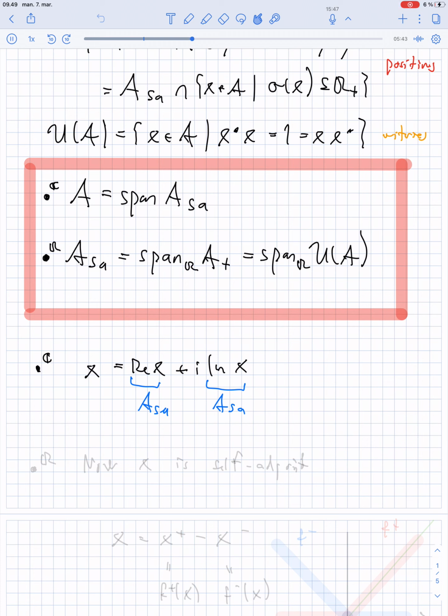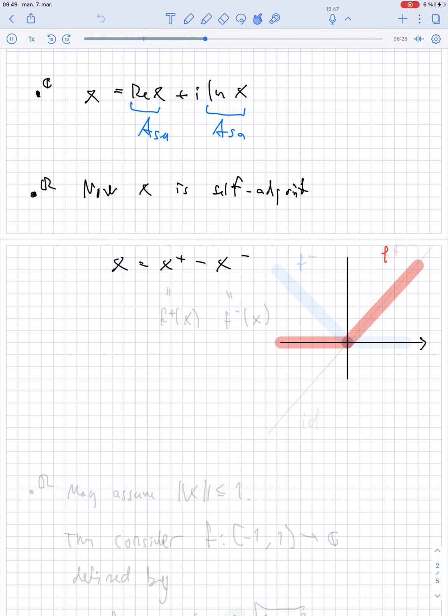Right. So this is easy to see, and actually the first one of the real versions we've also done already, because I've seen that if x is self-adjoint, then the point here is that I can write x as x plus minus x minus, and the way I do this, let me just remind you, is I look at these two functions, one that we could call f plus, defined this way, and another function we could call f minus, defined like this.